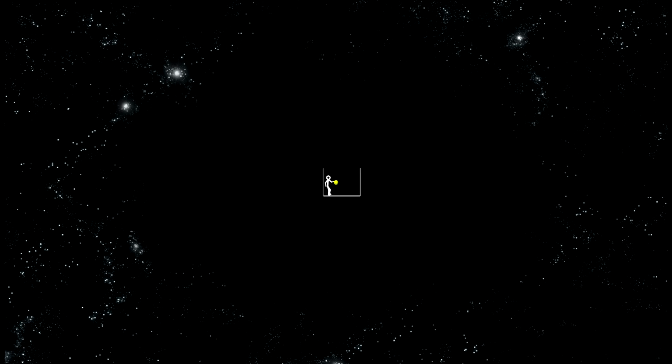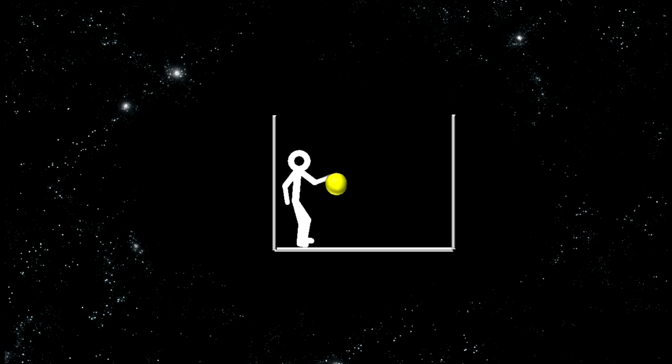You're not accelerating. You're weightless in an inertial frame, stuck to the bottom with Velcro boots. You're holding a ball. If you let go, it would float in place.